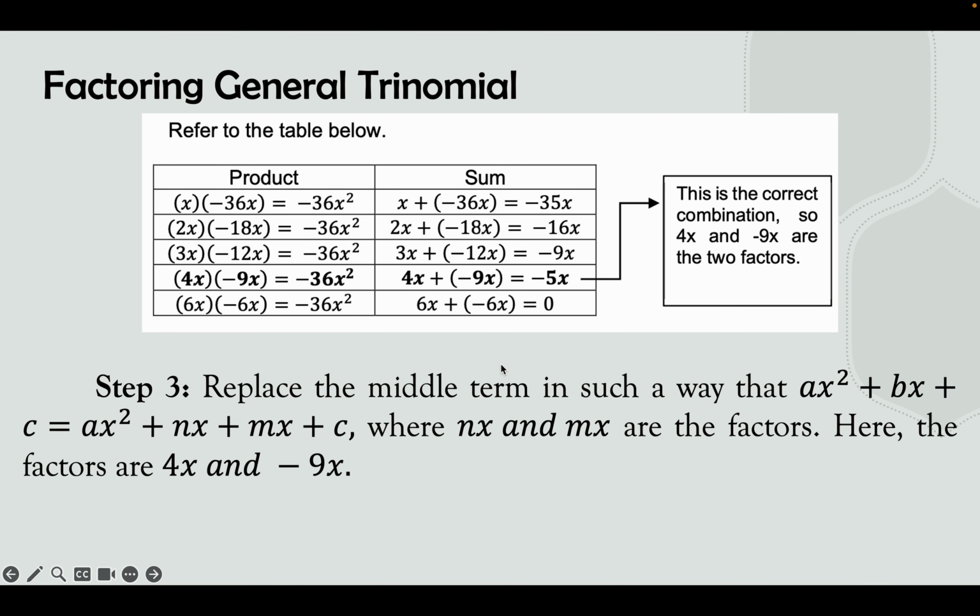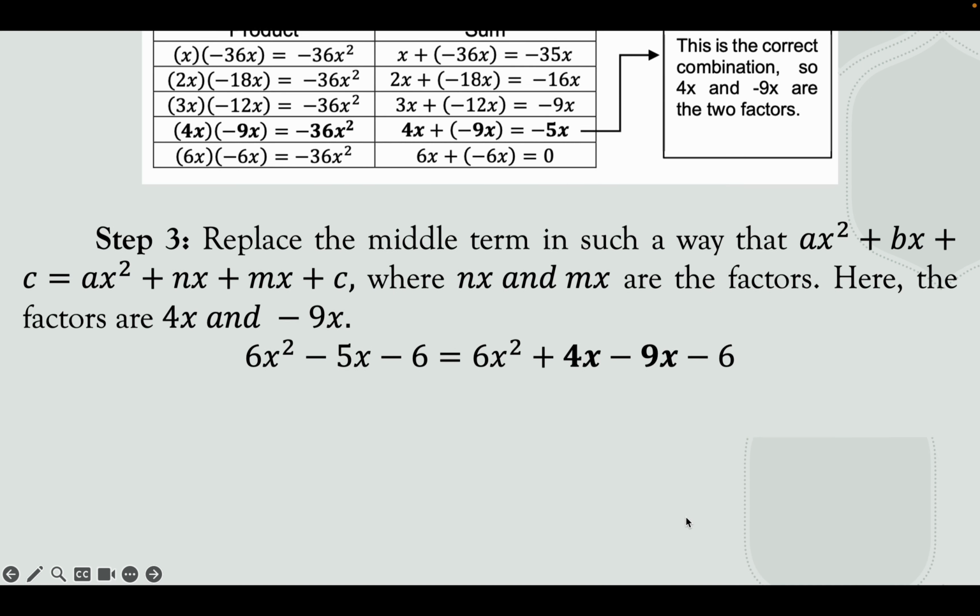Step number 3, we need to replace the middle term in such a way that ax squared plus bx plus c, we will now change to ax squared plus nx, that is the positive 4x, and mx is the negative 9x, plus c, where your nx and mx are the factors. Here, the factors are 4x and negative 9x. So we have now 6x squared plus 4x minus 9x minus 6.